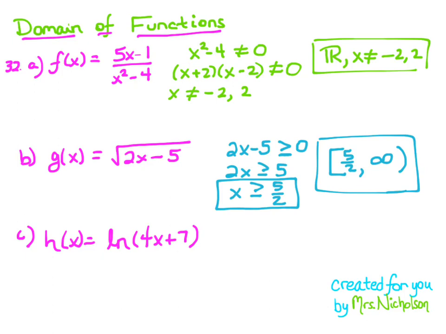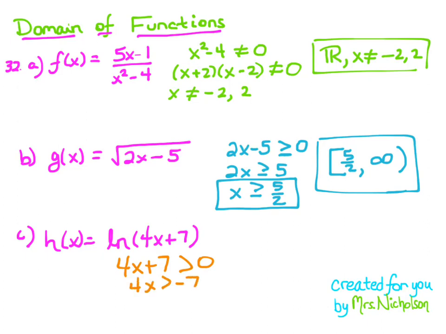Lastly, we have the natural log. And remember that the domain of the natural log function is greater than 0. We can't natural log negative numbers, and also you cannot natural log 0. And so in this case, 4x plus 7 should be greater than 0. Not equal to, only greater than. And then we'll solve for x.